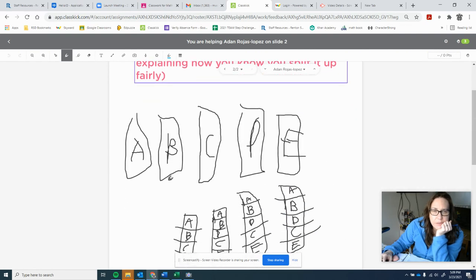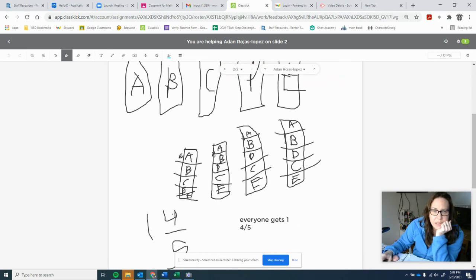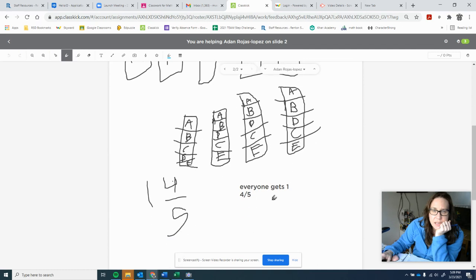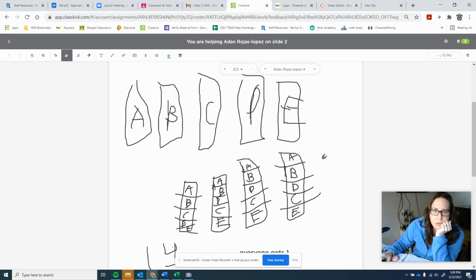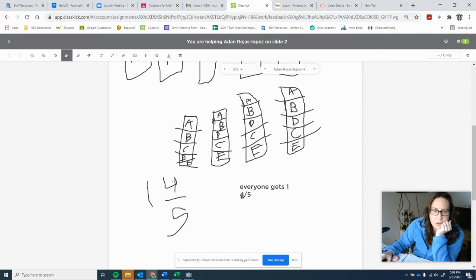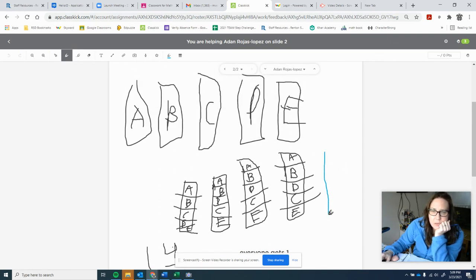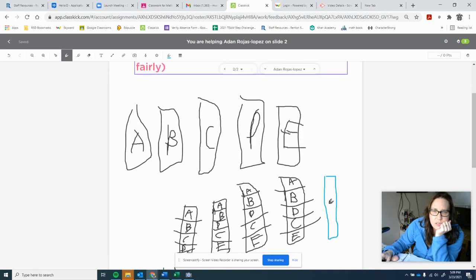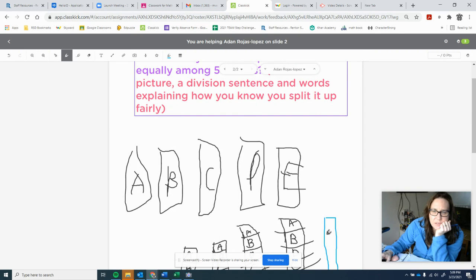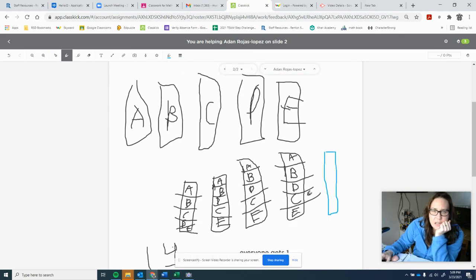Okay, Aiden gave the people letters. So there's person A, B, C, D, and E. And he cut all of them into 5 pieces. And so A gets 1, 2, 3, 4. You're missing one there, but you came up with 1 4/5. But we need one more piece of licorice. We actually need 9 pieces of licorice. So we're missing a couple of licorice here.